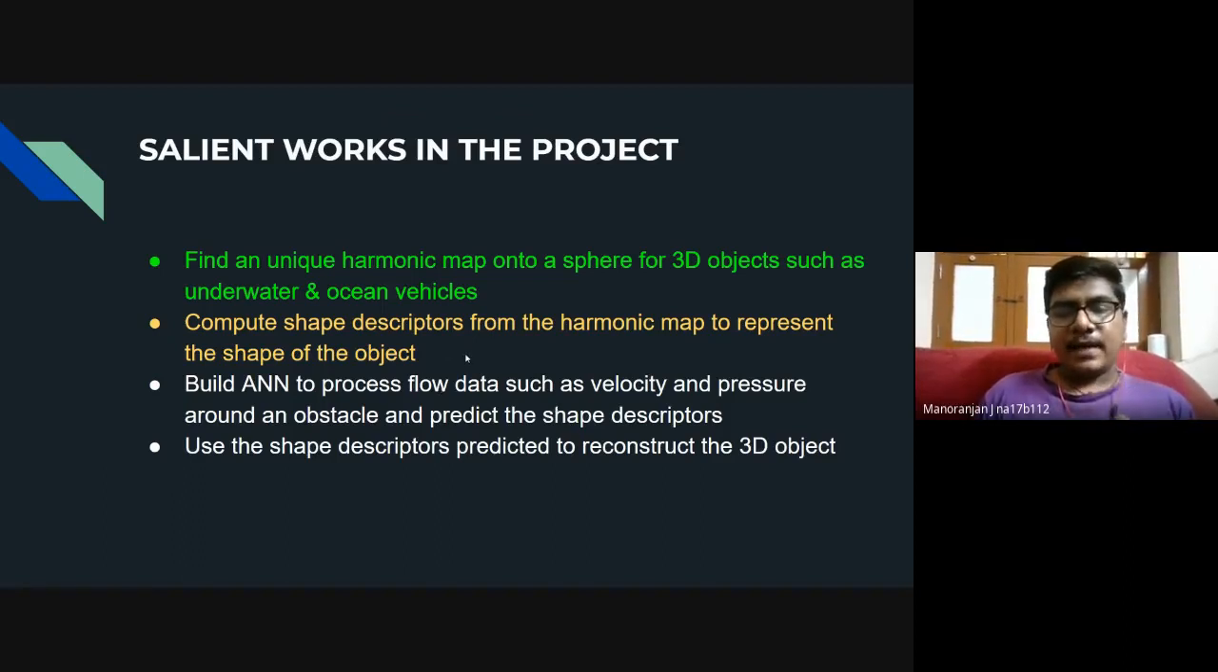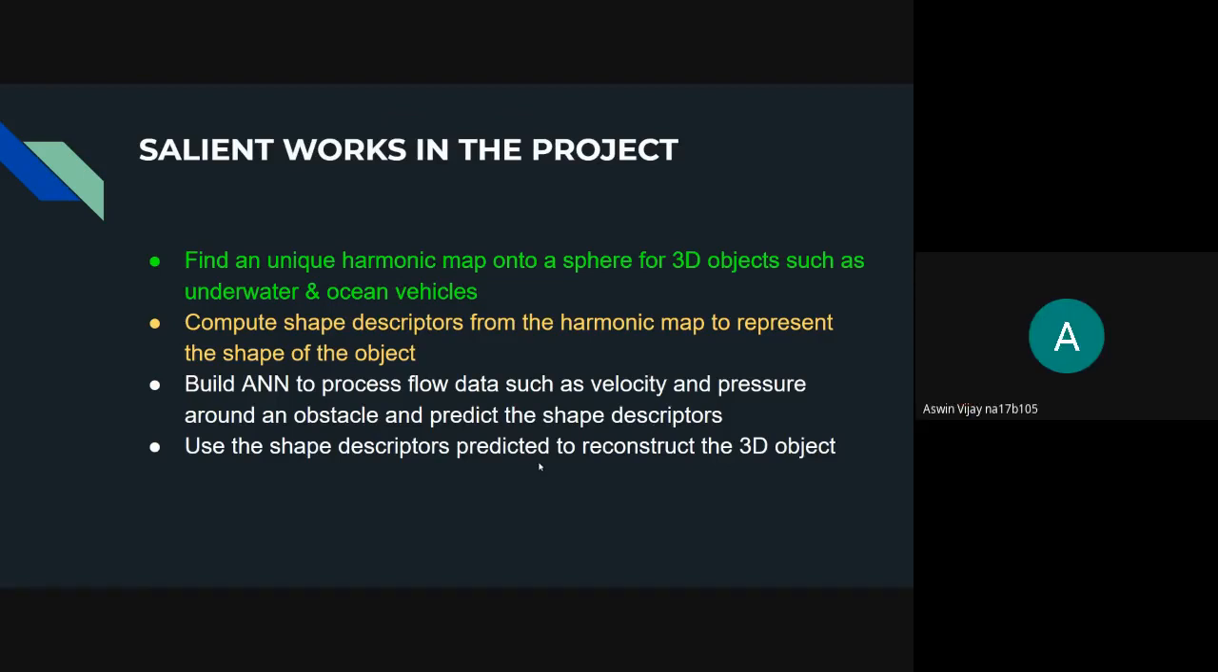So different objects will create different flow across them, and thus the velocity and pressure will be different. Based upon that, our neural network should be able to predict the shape descriptors. Okay, so during training, you know the map, you know the flow data, and you're trying to make the shape descriptor. And during testing, using the shape descriptor and flow data, you'll be predicting the map.